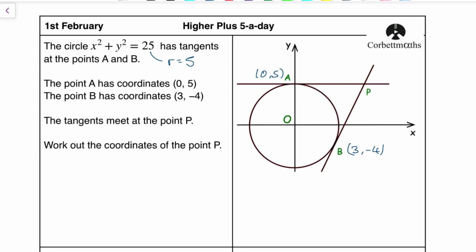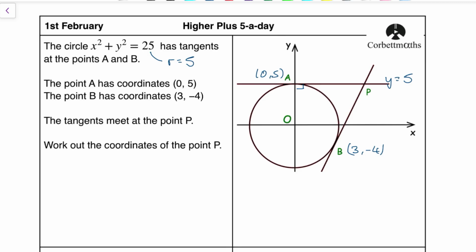Okay, obvious first point. This tangent here is a horizontal line, so that's going to have the equation y equals 5. So actually I know what the y coordinate of P is already. I know the y coordinate is 5. So the question is really, what's the equation of the line of the tangent at B and where does it meet the line y equals 5?